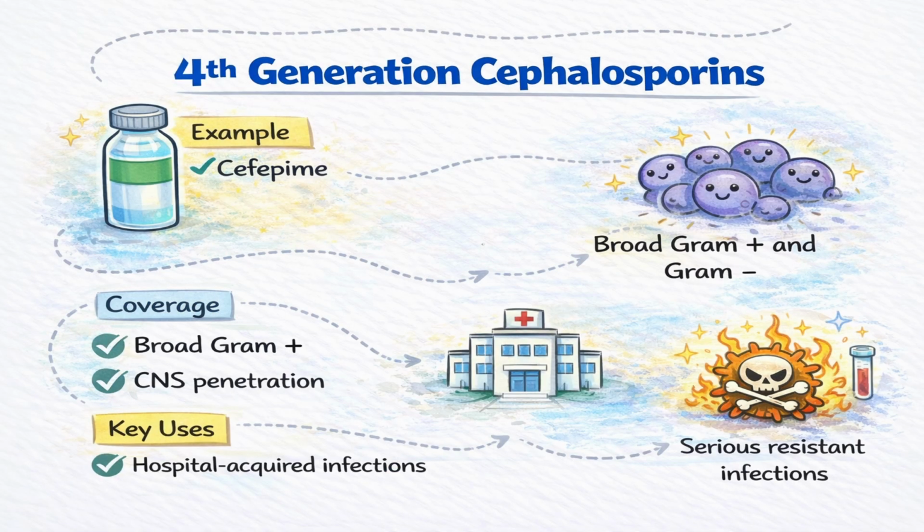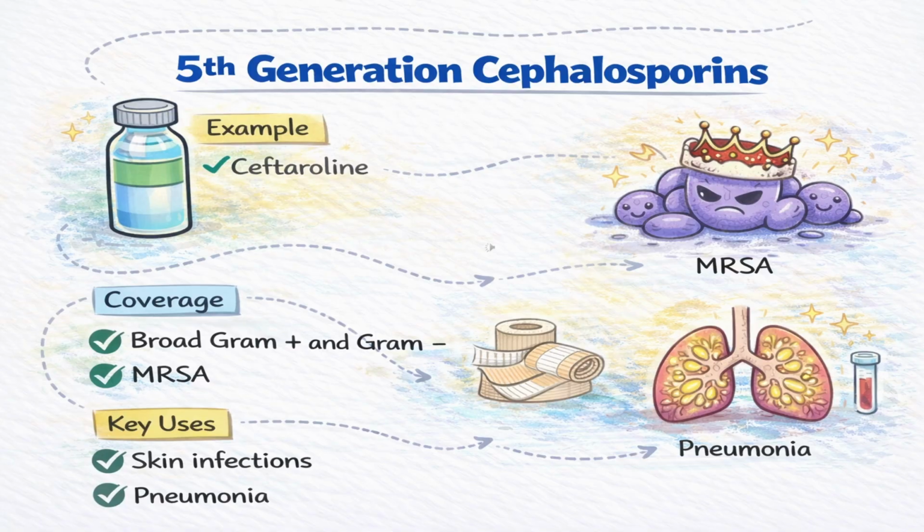For the fourth generation cephalosporins, like cefepime, it provides broad gram-positive and gram-negative coverage. They are commonly used for hospital-acquired infections and serious resistant organisms. Fifth generation is ceftaroline. This is the only cephalosporin that covers MRSA. It is commonly used for MRSA skin infections and pneumonia.